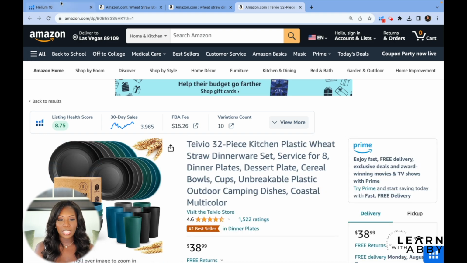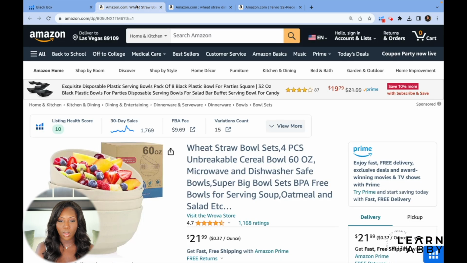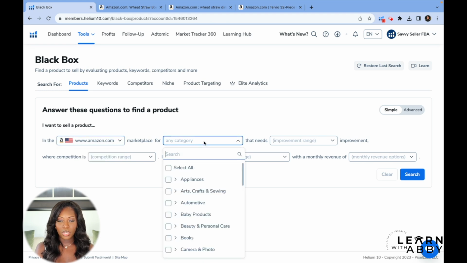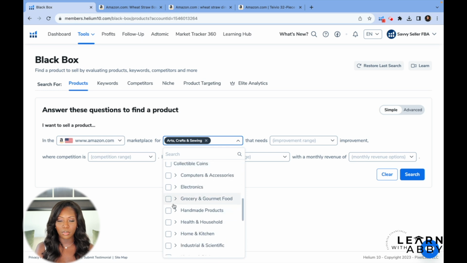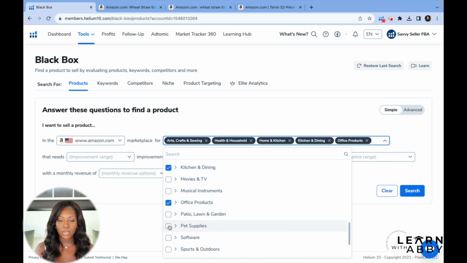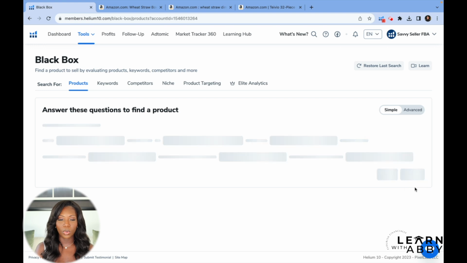So let's go all the way back to Helium 10 into Black Box, the tool that we were using before. And actually, I'm gonna have to put everything back in here because my computer froze a little while ago and I basically had to restart it. So I lost everything. Let me just run through here real quick and reselect some of these items. I'll just do health and household, home and kitchen and dining, office products, pet supplies. Move on. We want it to need a lot of improvement. Competition is low. Want to sell the product for $0 to $30, 10K plus, and let's go ahead and search.